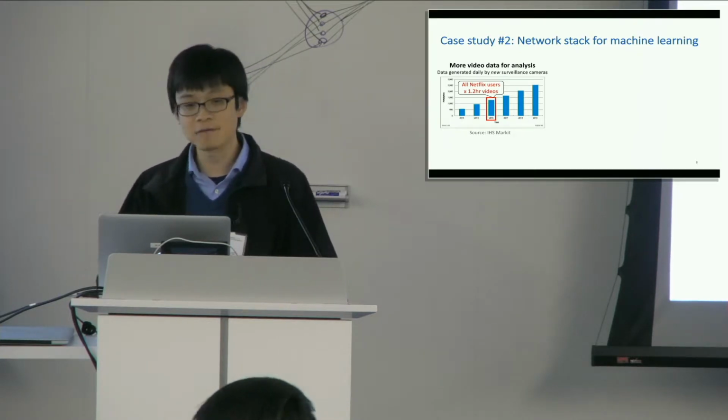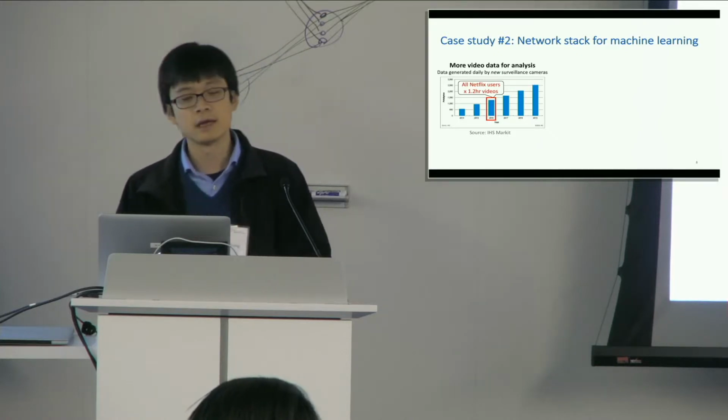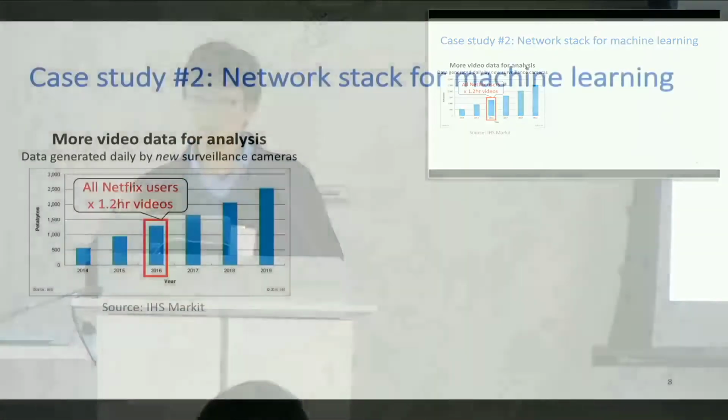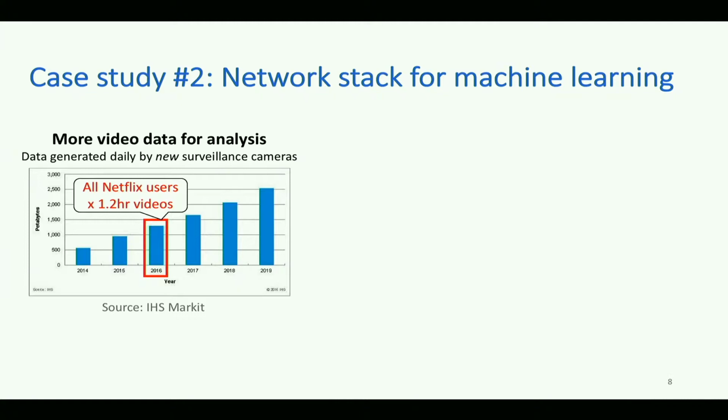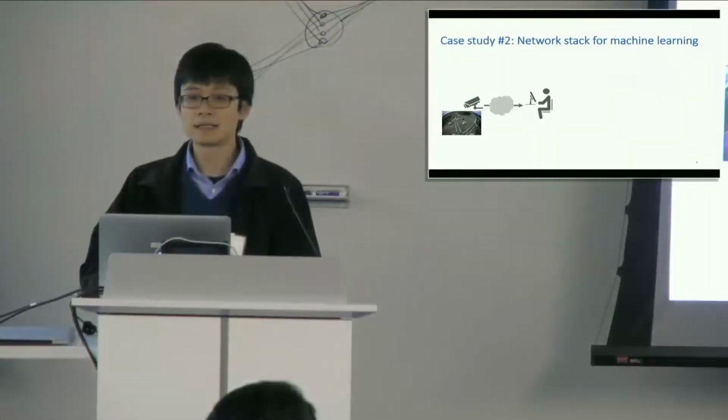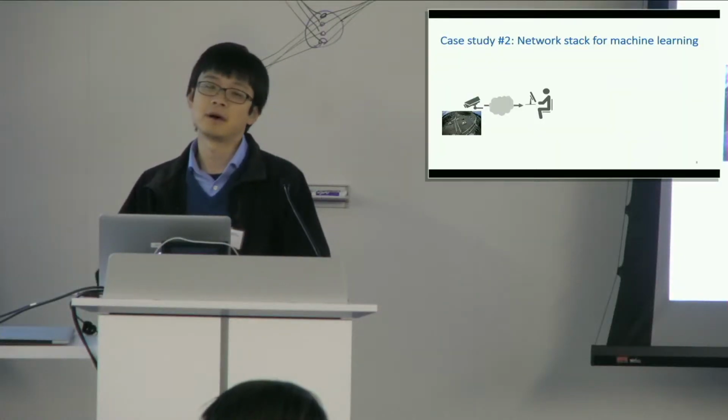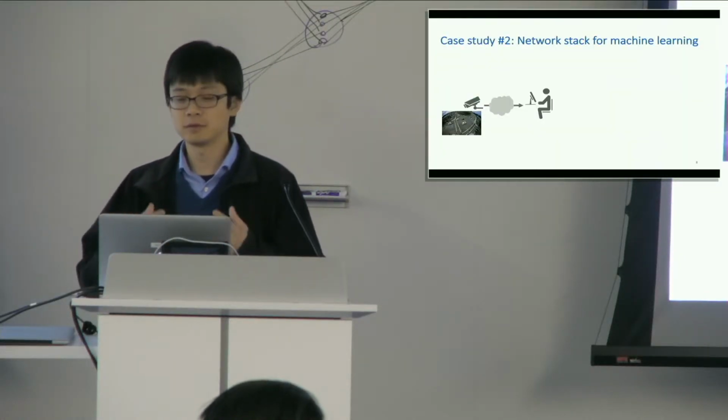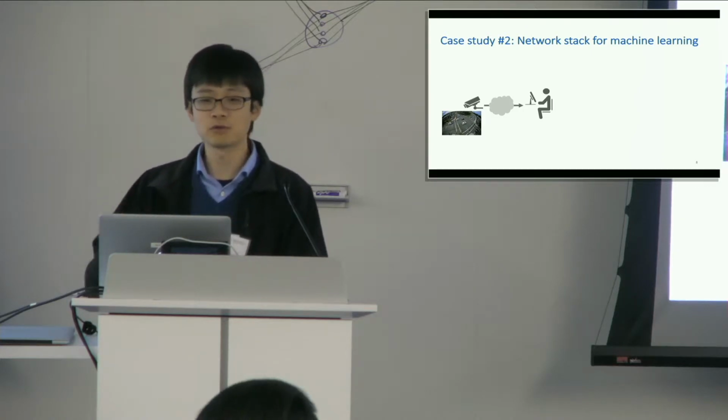Now, here is a graph that shows the amount of video data that are generated by newly deployed video cameras every day, and you can clearly see that there's a super linear growth over time in the camera videos that need to be analyzed. Okay. Now, today, these video data are actually handled by the same kind of network stack that you use to stream video for people to watch.